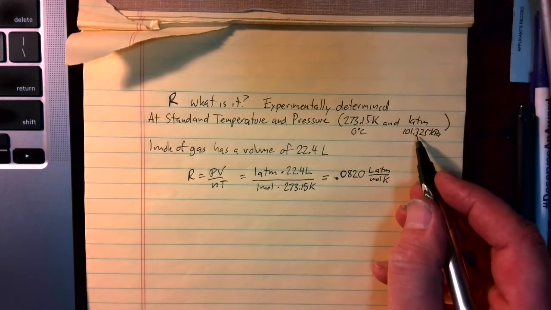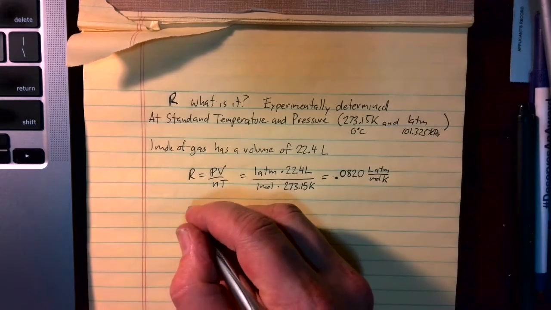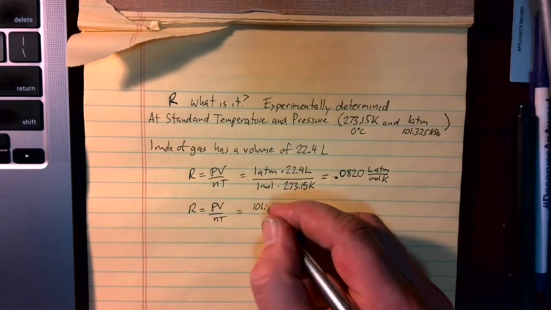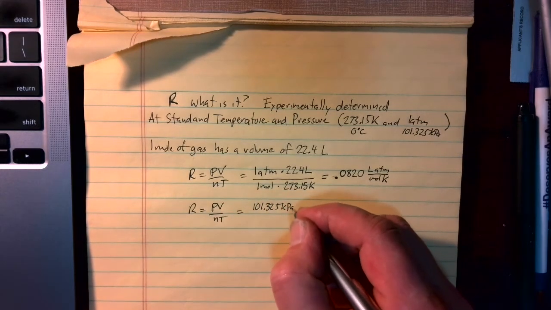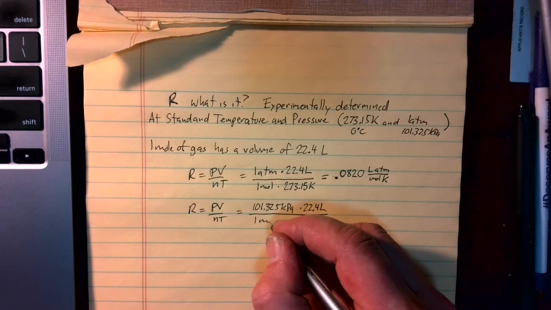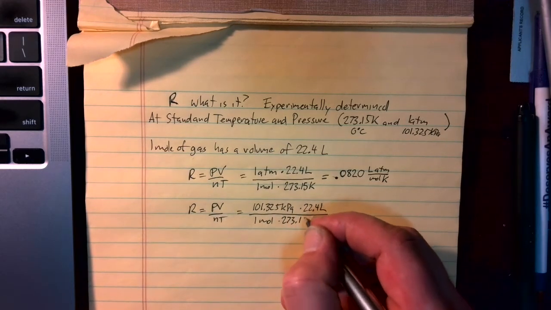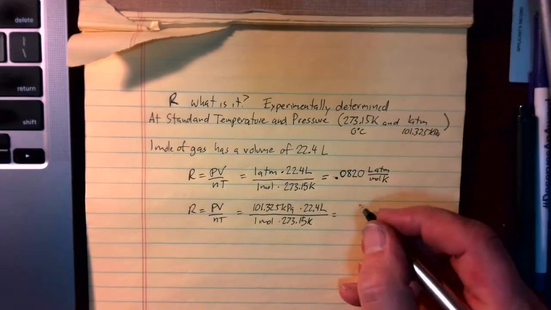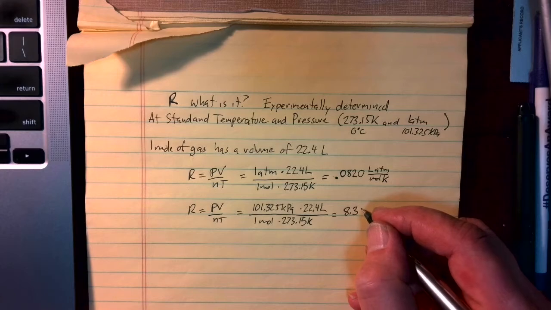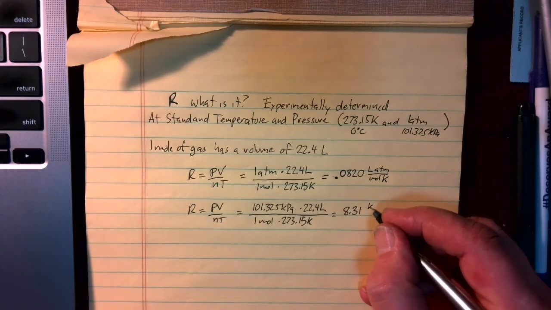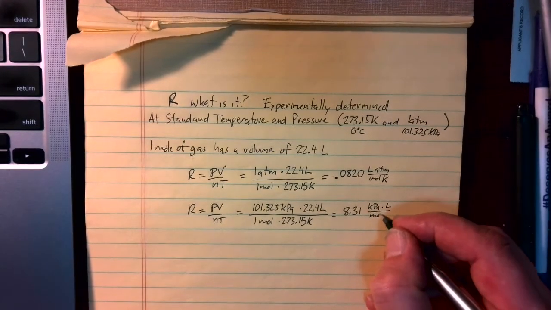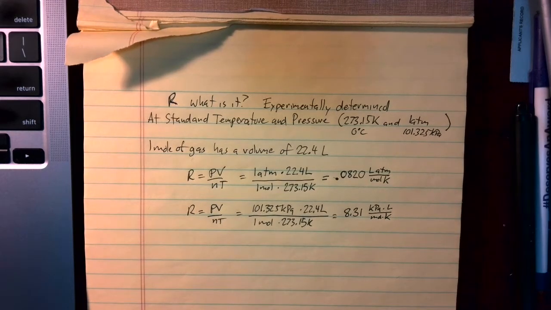However, there's nothing to say I couldn't use a different pressure value. I could also have said R equals PV over NT and simply used 101.325 kPa. And if I did that, I would get the same idea, except I would get 8.315, and I would have different units. I would have kilopascals times liters over moles Kelvin. So the same idea, but different units.